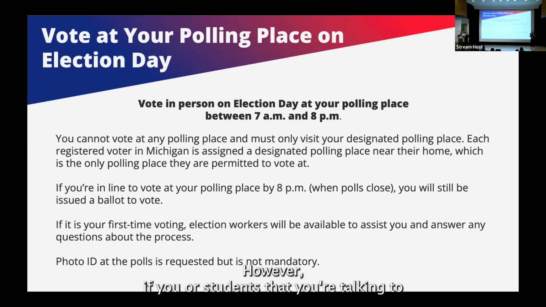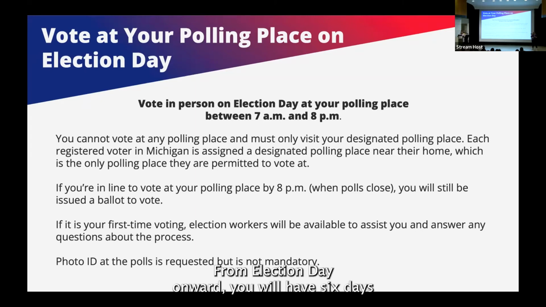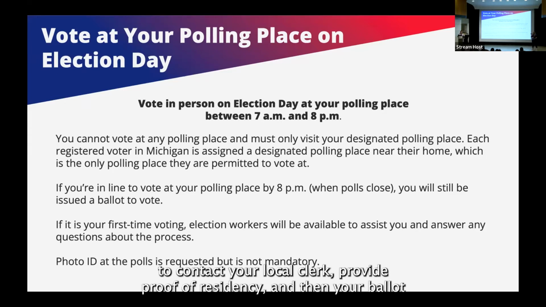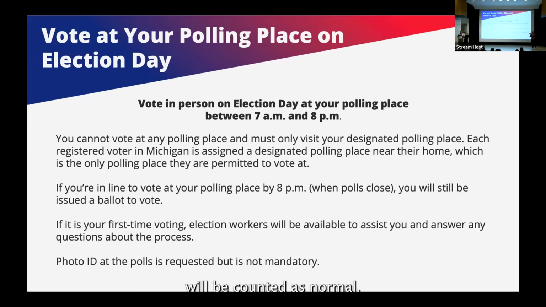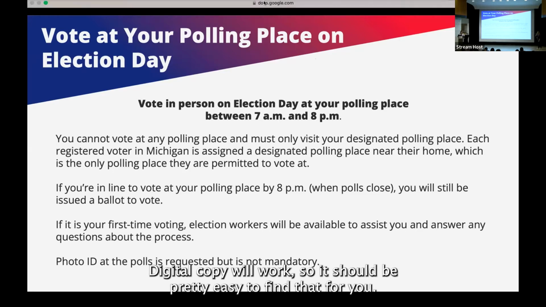However, if you or students that you're talking to do not have a photo ID, or they forget their photo ID and don't have an alternate proof of residency, you will be issued a provisional ballot. From Election Day onward, you will have 6 days to contact your local clerk, provide proof of residency, and then your ballot will be counted as normal. And remember, when we talk about proof of residency, you can pull it up on your phone. A digital copy will work. So it should be pretty easy to find that for you.